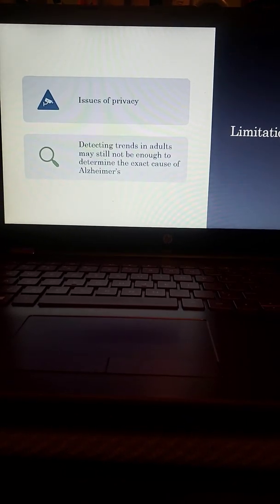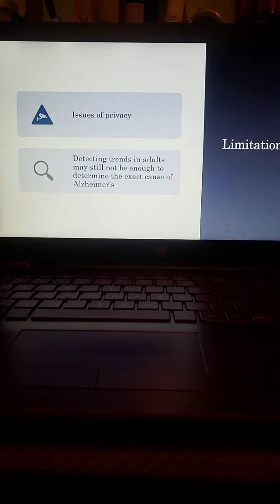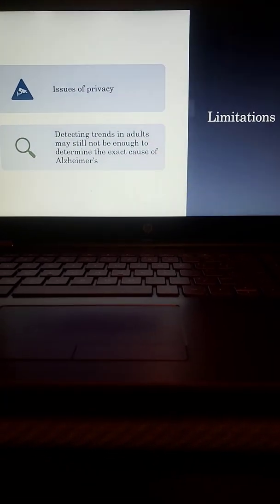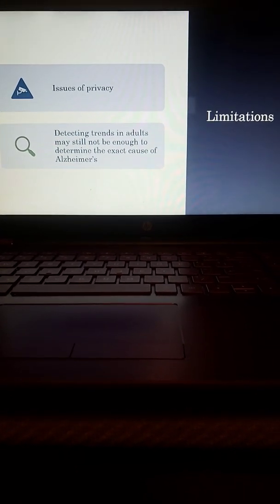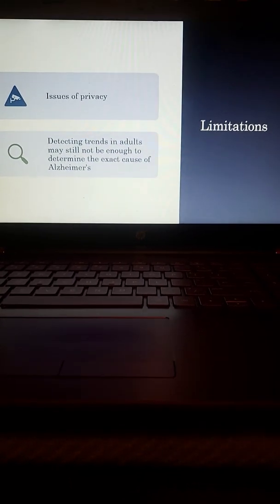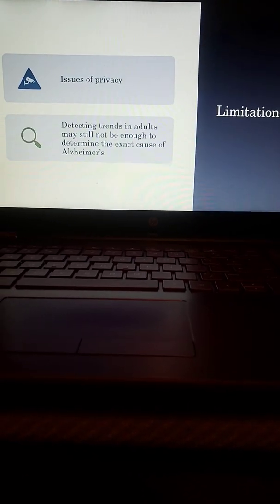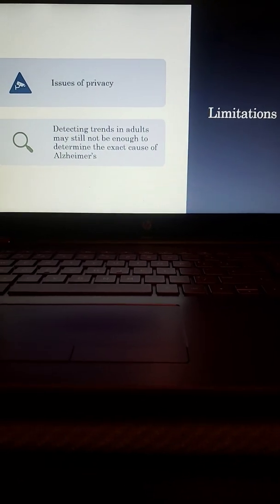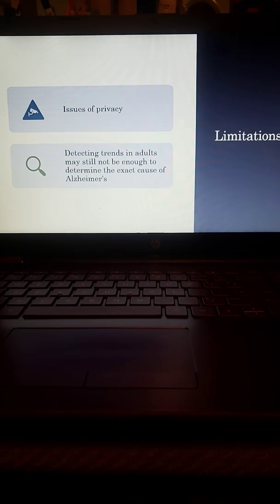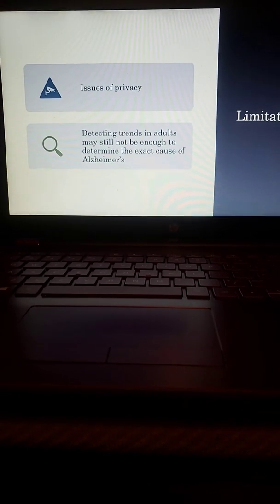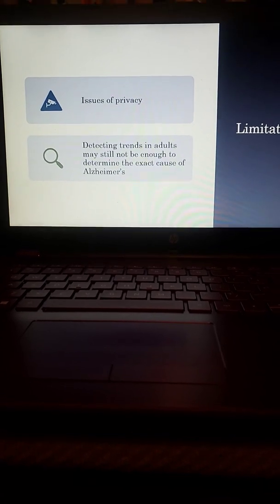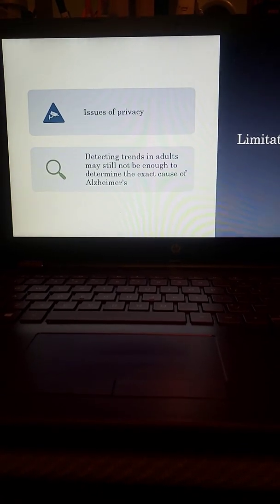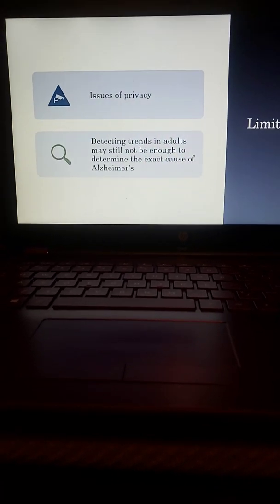And then another limitation to consider is, even if there are trends and similarities found in those who develop Alzheimer's, this does not necessarily mean that it will be enough to determine an exact cause. So using big data to detect the trends might bring us closer. It might make us understand the disease more, but it still may not be enough to find what that direct cause is of Alzheimer's.